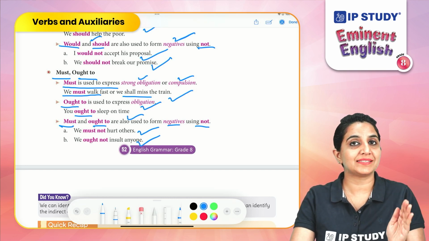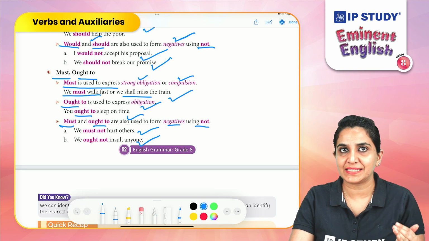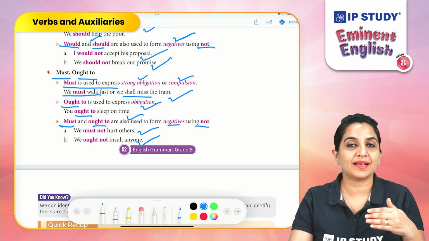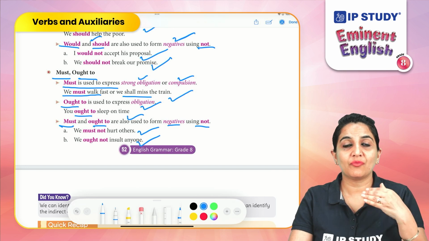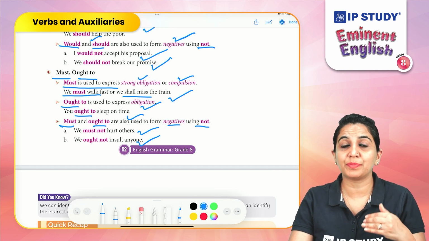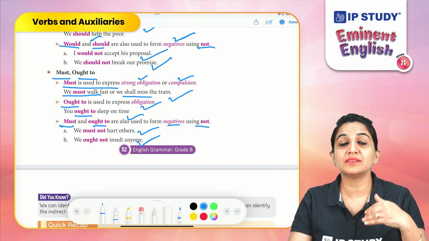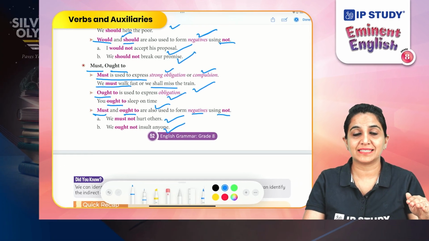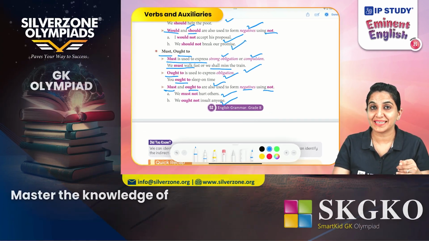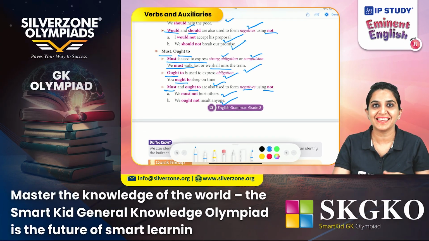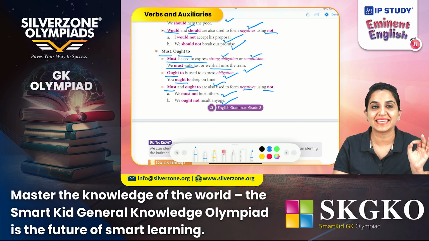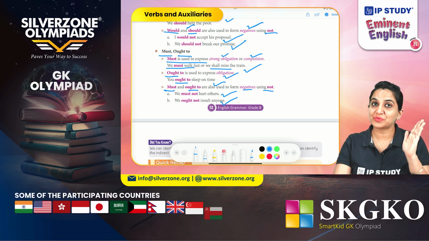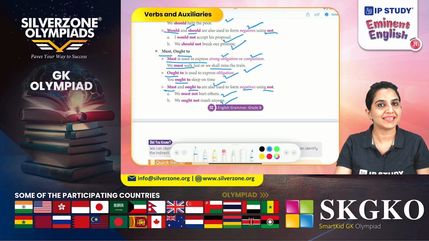We need to understand each of their meanings in detail and then use them in our sentences. We have to be very careful while using the modal auxiliaries because they express the mood in the sentence, and using the wrong or incorrect modal auxiliary can change the whole mood of the sentence and make your sentence incorrect. So that was all about verbs and auxiliaries.